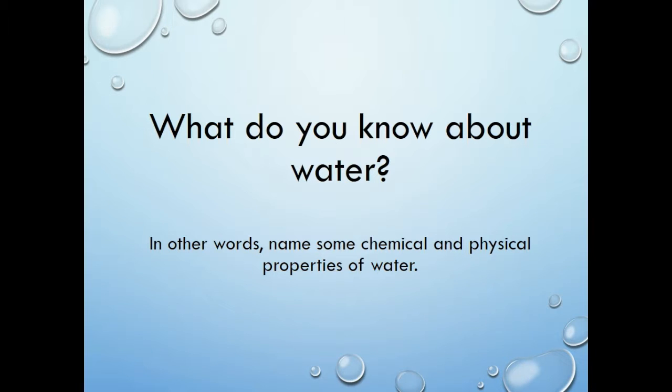Here's a few properties you might have written down. The chemical formula for water is H2O, and the water molecules connect via hydrogen bonds. Water exists as a solid below 0 degrees Celsius, as a liquid from 1 to 99 degrees Celsius, and as a gas above 100 degrees Celsius at normal pressures. It expands and is less dense as a solid when compared to liquid state.